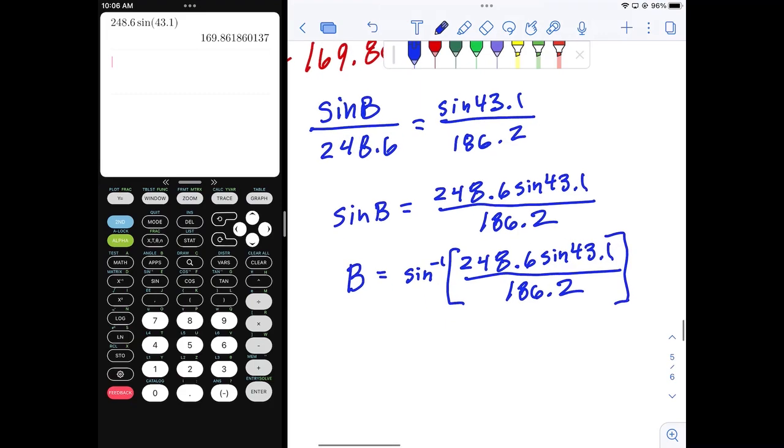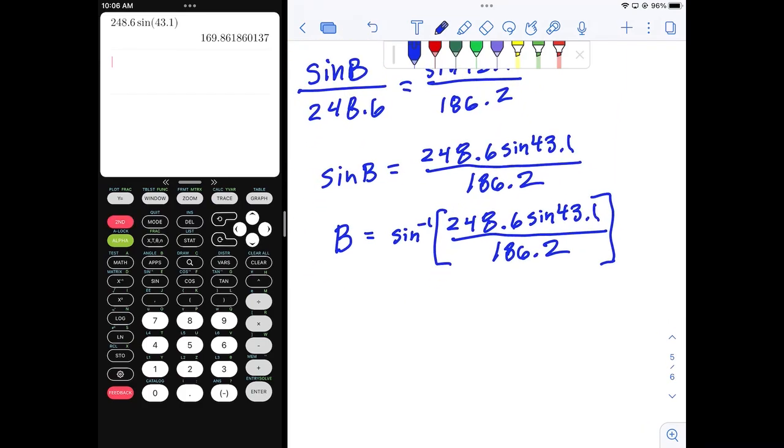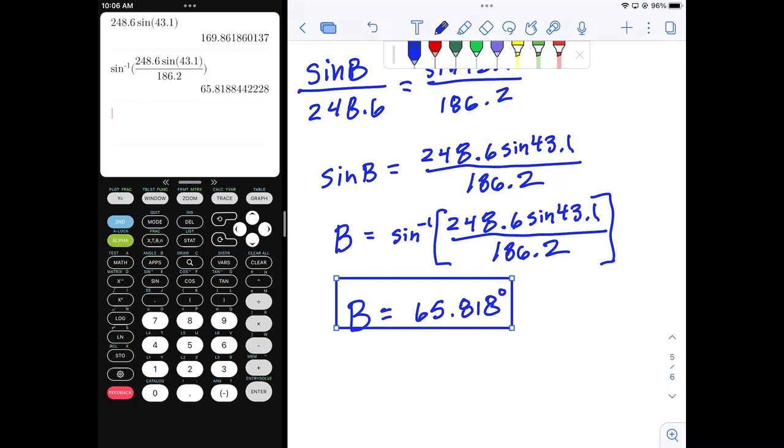Now that's an exact answer, but now we're going to type it in. So second sine, the inverse sine, second sine of alpha y equals enter. Get your horizontal division bar there. 248.6 times sine of 43.1, all divided by 186.2. And here we go. We get angle B is 65.818 degrees. Since that's the final answer, I'll expect to see the degree symbol around it.